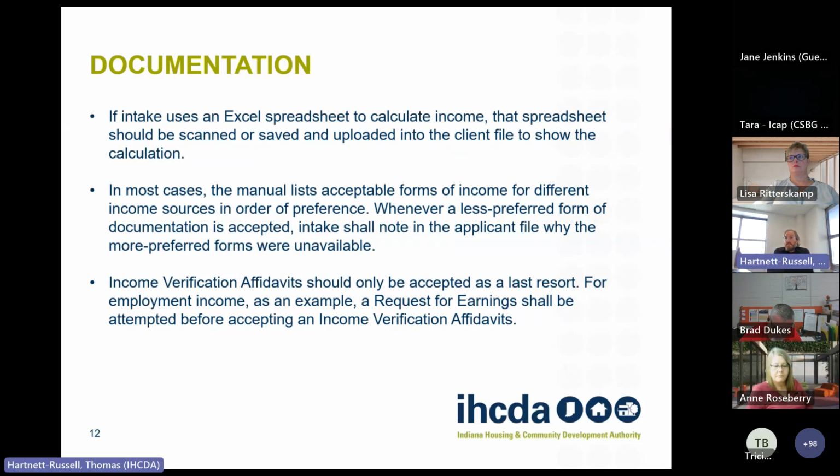Now, in most cases, the manual will list acceptable forms of income for different income sources in order of preference. Whenever a less preferred form of documentation is accepted, intake should be noting in the applicant file why the more preferred forms were unavailable. And as a reminder, the IVA, or the income verification affidavit, should only be accepted as a last resort. For employment income, as an example, a request for earnings should be attempted before accepting an income verification affidavit.